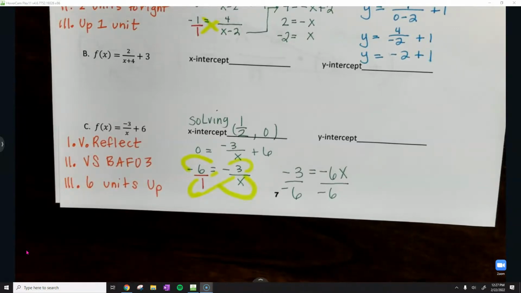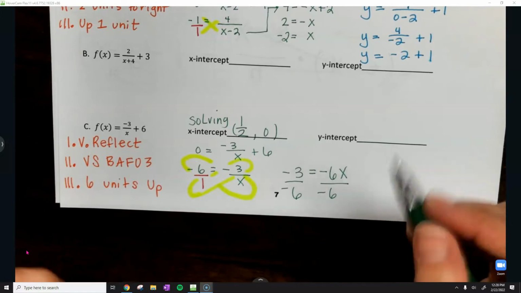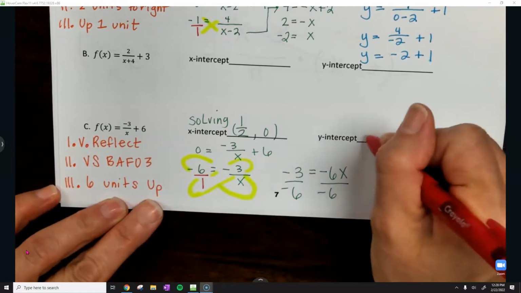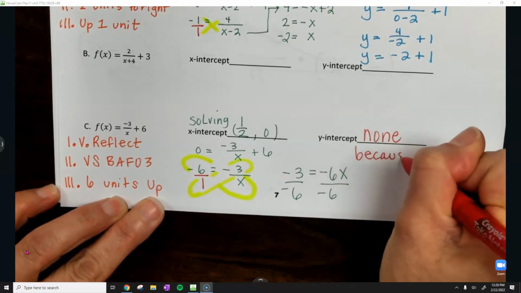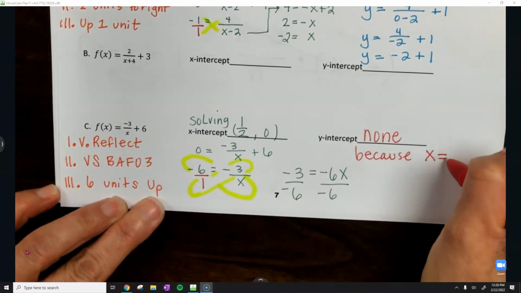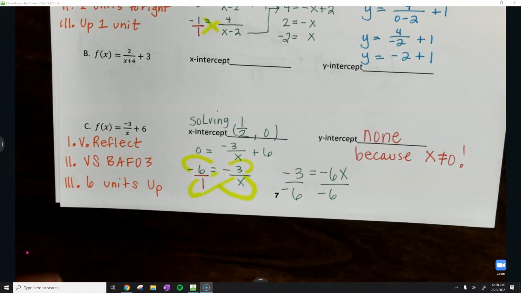Remember, for the y-intercept, you let x be 0, but not here. You won't have an x-intercept here. I'm sorry, you won't have a y-intercept here. Why not? Because the denominator is 0. So we need to write none. Because, remember, x cannot equal 0. That is correct.